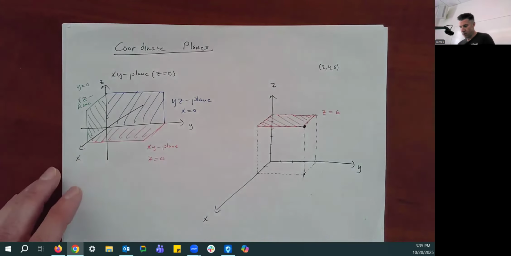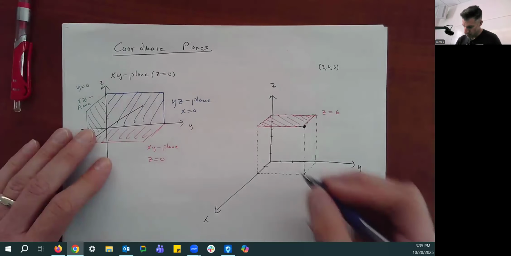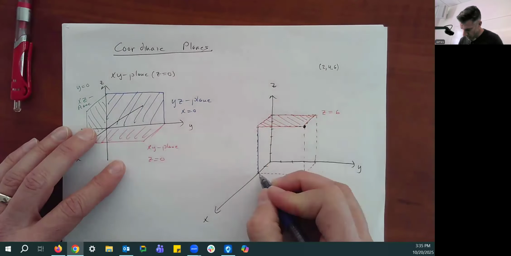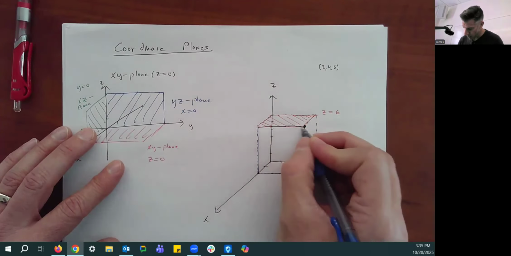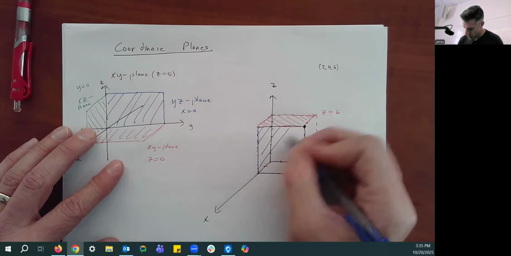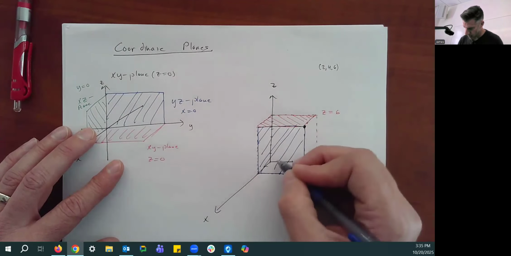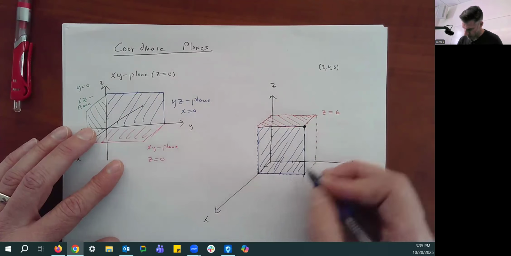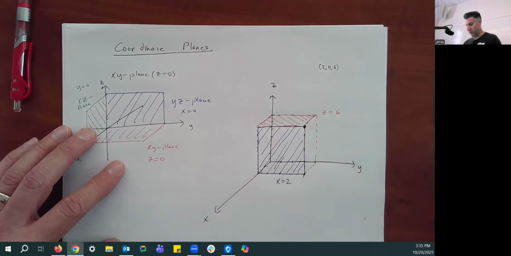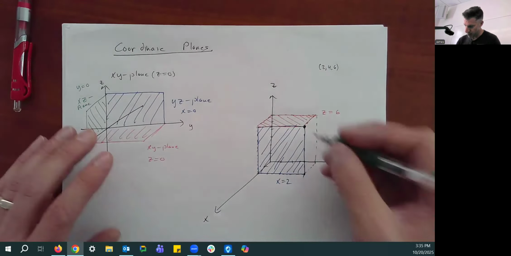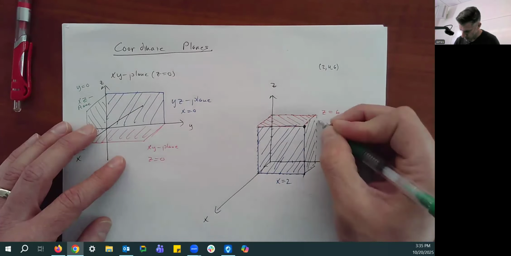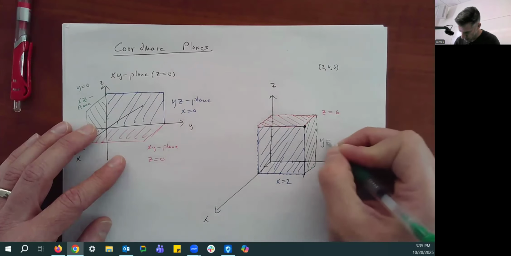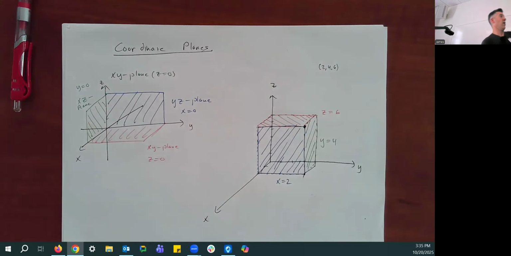And then out here in front, we have the plane x equal to 2, because every point on this plane has an x coordinate of 2, and the y and z coordinates can be whatever. And then over here on the right, we have the plane y equal to 4, because every point on that plane has a y value of 4, and x and z can be anything.